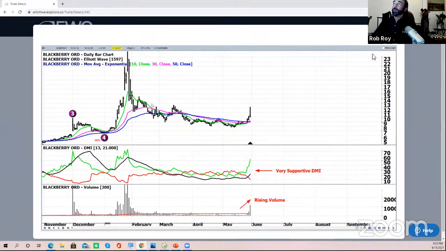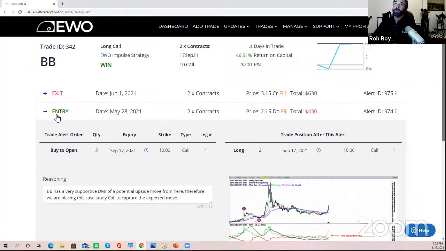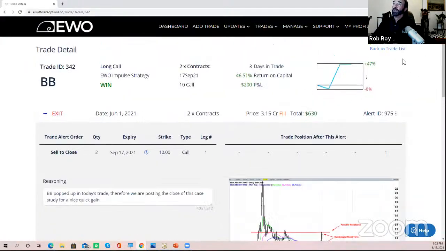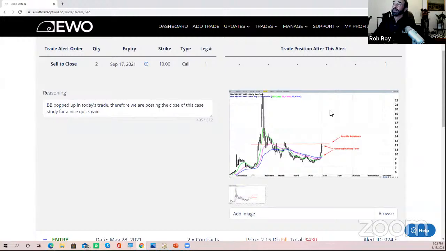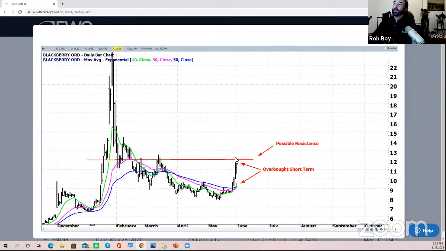But the DMI was supportive of, okay, we got overextended, but we're going to continue to move to the upside. And then we exited it literally 3 days later. You can see this move to the upside here, came back down, moved higher.